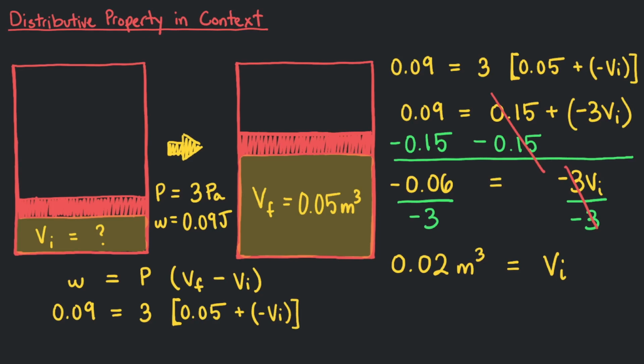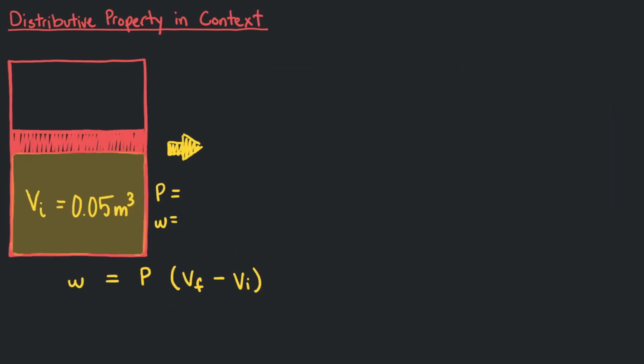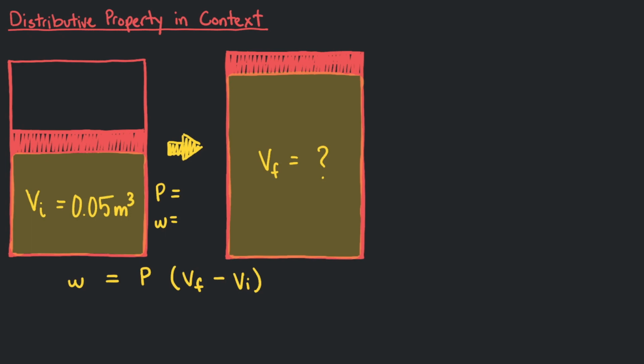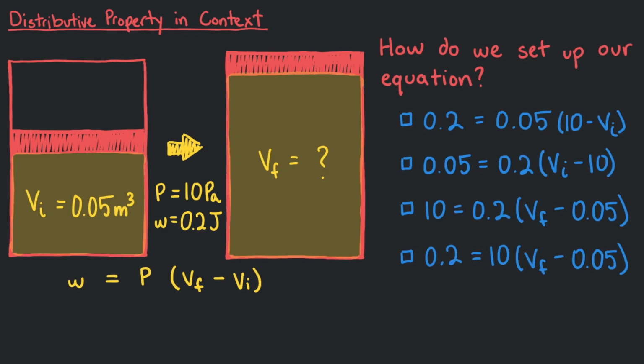Suddenly, the gas further expands from 0.05 cubic meters to an unknown value, but the pressure is now increased to 10 pascals. If the work done by the gas in this step is 0.2 joules, what is the final volume? How do we set up our equation? Yes, if our work equation is work equals pressure times change in volume, we can substitute our known values to find pressure. It looks like 0.2 equals 10 times Vf minus 0.05.